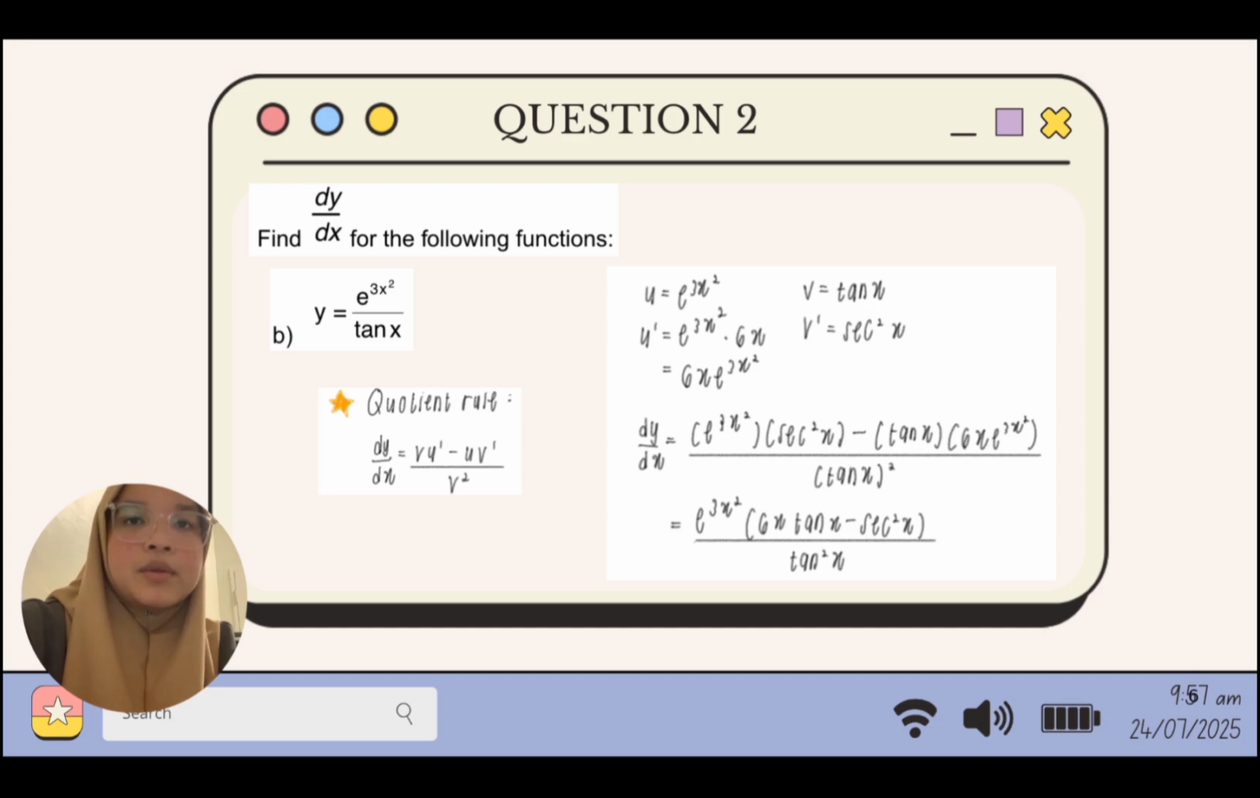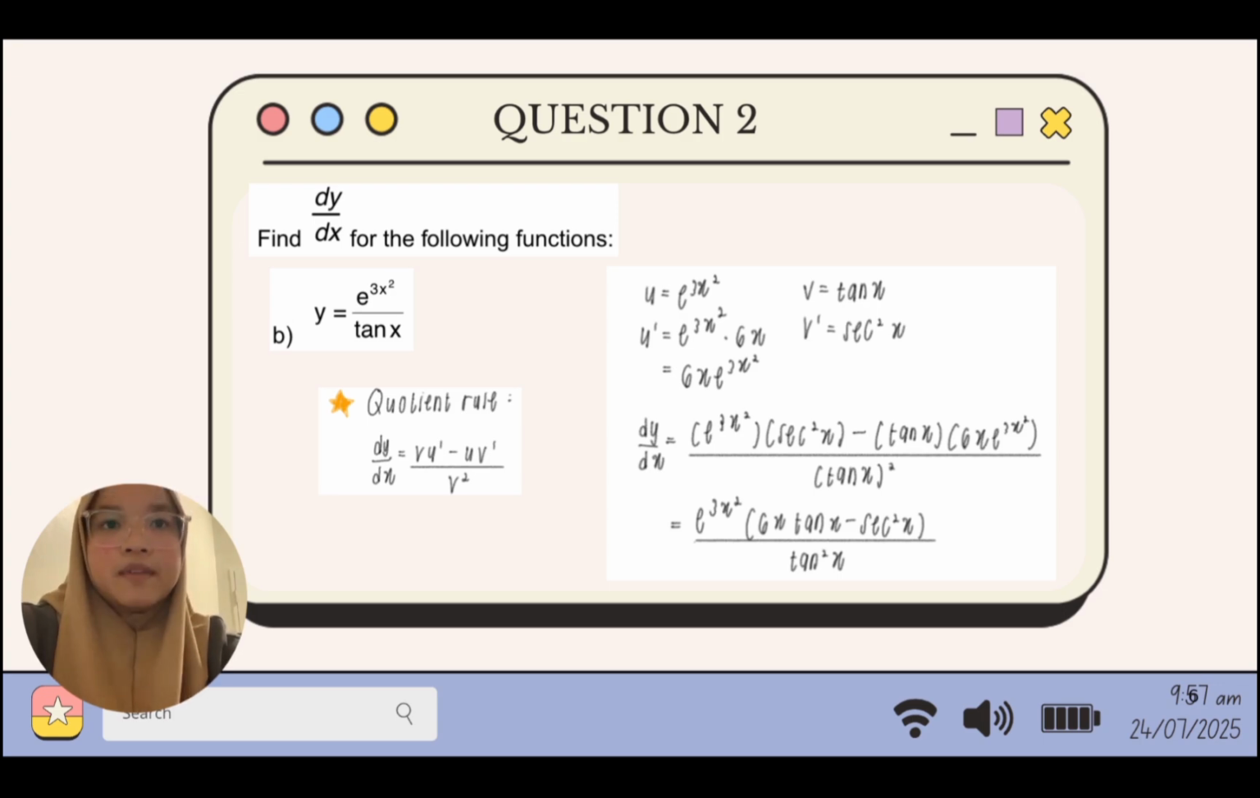Next, we need to find v prime. v is tangent x. Differentiating tangent x is equal to secant squared x. So we got secant squared x. Now we got all of the terms, we can just substitute inside the quotient rule. We substitute and we will get e to the power of 3x squared multiplied by secant squared x minus tangent x multiplied by 6x e to the power of 3x squared, over tangent squared x.